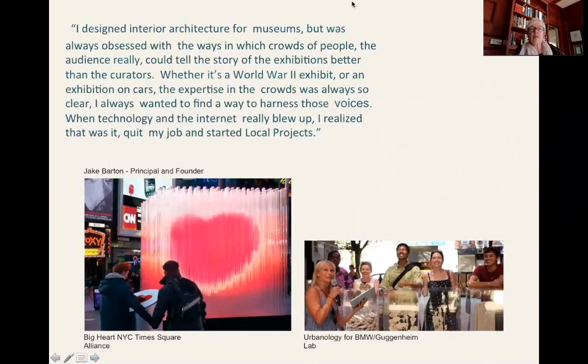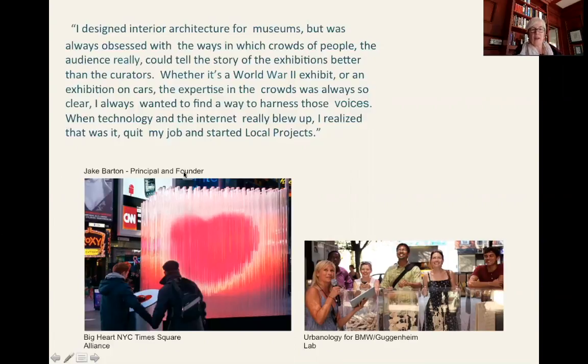So here are a couple of his ones outside. And here's a great quote from him. "I design interior architecture for museums, but was always obsessed with the ways in which crowds of people, the audience really, could tell the story of the exhibitions better than the curators. Whether it's a World War II exhibit or an exhibition on cars, the expertise in the crowds was always so clear. I always wanted to find a way to harness those voices. When technology and the internet really blew up, I realized that was it. I quit my job and I started Local Projects."